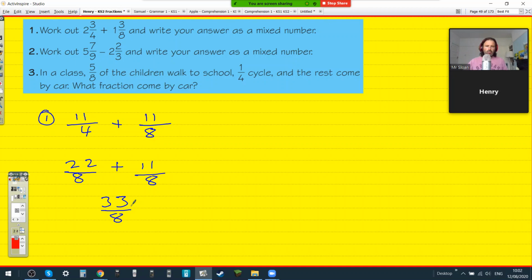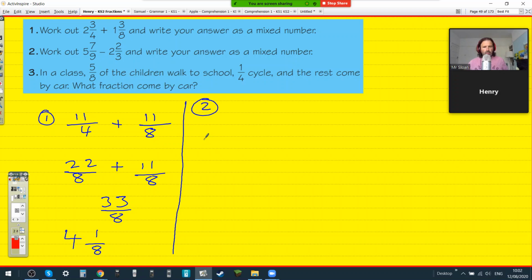So then 4 wholes. So the number is 4 wholes and 1/8. Well done. Okay, let's try question 2. This time it's subtracting.